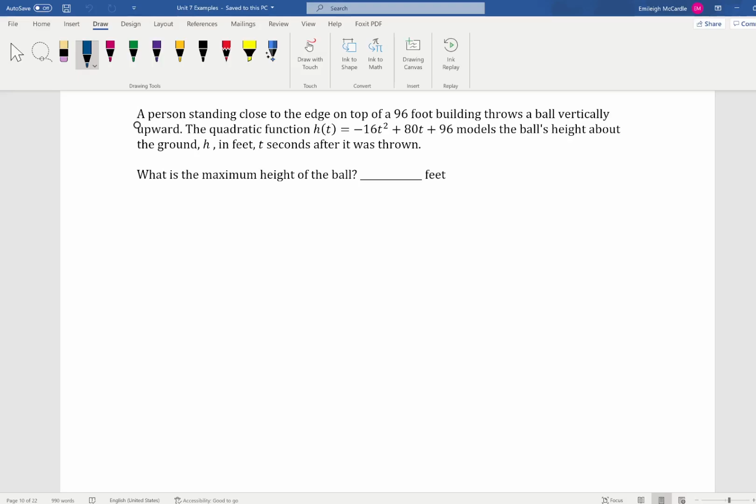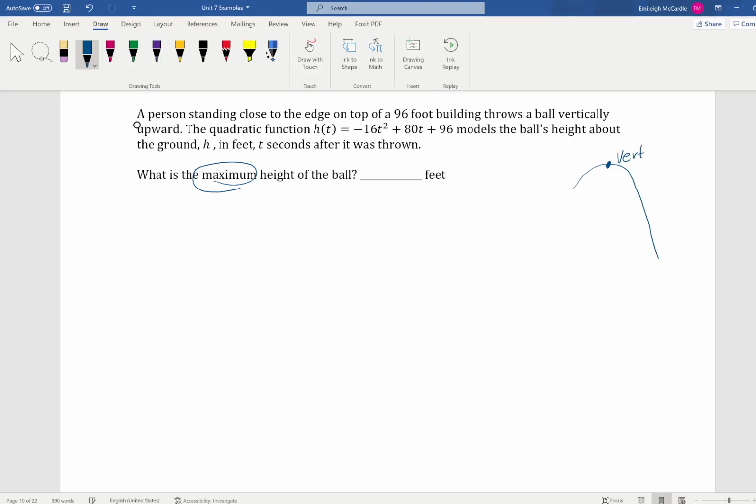Okay, and so the key word that we're looking for in this problem that tells us what to do is the word maximum. So if we think about what's happening, if a ball is thrown upward, it's eventually going to go back down. And what we're looking for is the height when the ball is at the top. And this is actually modeled by a quadratic function, and the graph is a parabola. So we're looking for this vertex at the top.